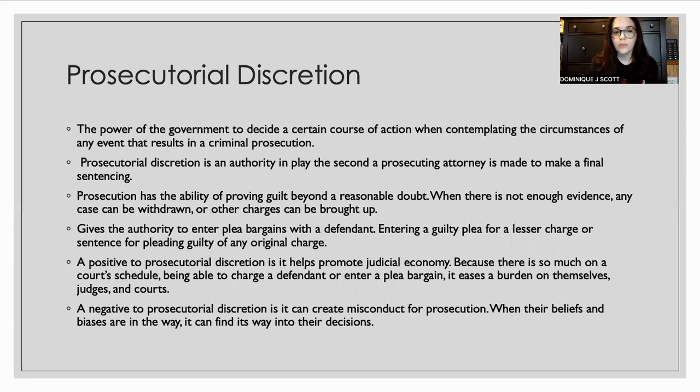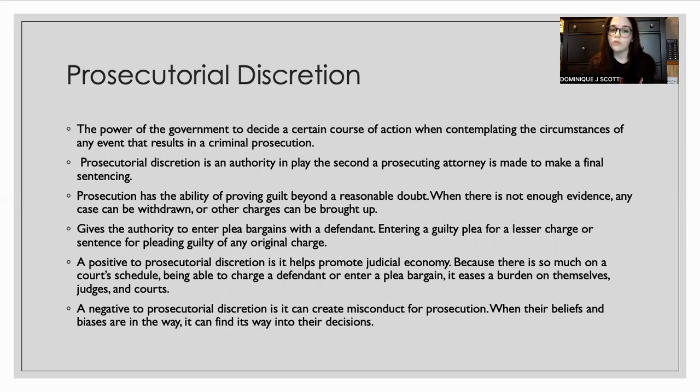Prosecutorial discretion is the power of the government to decide a certain course of action when contemplating the circumstances of any event that results in a criminal prosecution. It's an authority in play the second a prosecuting attorney is made to make a final sentencing. This gives them the ability of proving guilt beyond a reasonable doubt. When there is not enough evidence, any case can be withdrawn or other charges can be brought up.